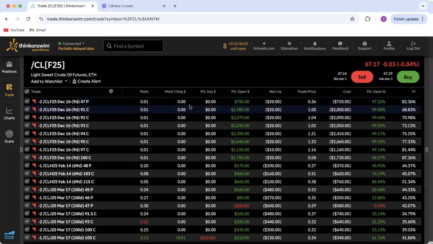So mark change is just what's happened today. Is it up or down for the day? Right now, everything's pretty much zero because the market's closed. All right. And this P&L day dollar amount, whatever movement is happening in the market, I'm either going to be making money or losing money a little bit on each option. Again, today it's just all zeroed out.